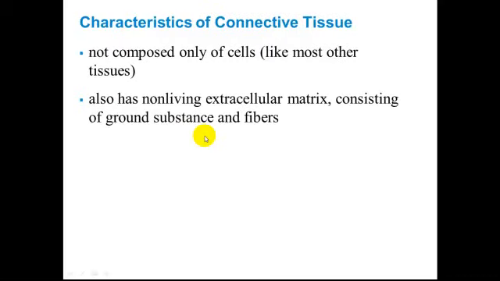The reason we characterize connective tissues altogether is that the hallmark of connective tissue is that the tissue is not just composed of cells. In epithelial tissue, we defined the entirety of the tissue by the cells that we saw. Here in connective tissue, there's also a non-living extracellular matrix that consists of ground substance and fibers. And it's this extracellular matrix that's really going to define the different connective tissues, but it also is going to define how those connective tissues function.